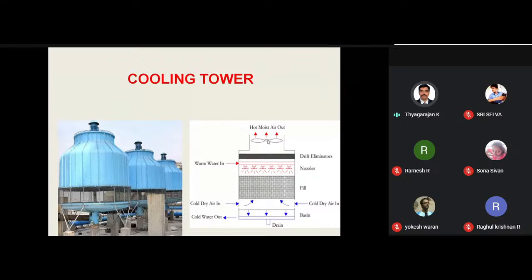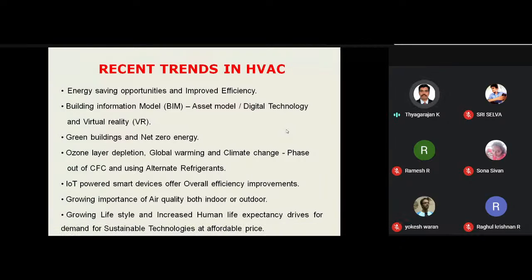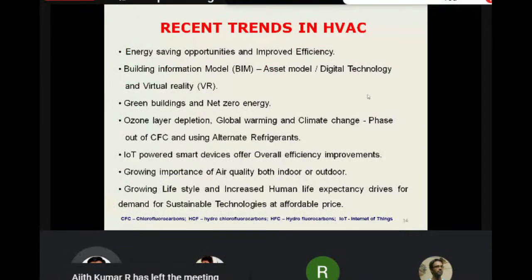Okay, the building information model. This is another big trend going on. The building information model, like you would have studied in your engineering drawings, and there is CAD, AutoCAD, you would have learned. This is an advanced version of CAD, a three-dimensional view of a building or a three-dimensional construction methodology. It is a BIM, building information model.